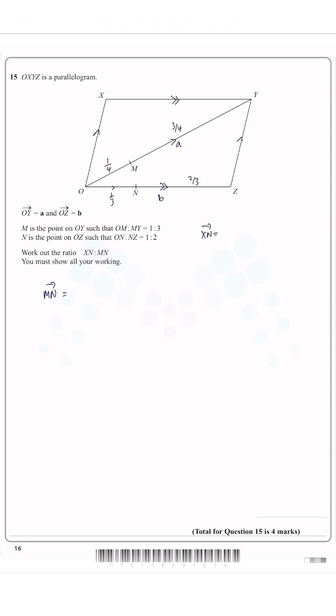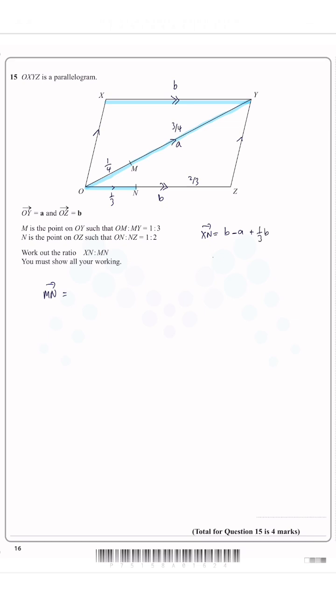Now, for me to go from X to N, let me map out my way. Because I know it's a parallelogram, I know that this is going to be b as well. So if I follow this row over here, go all the way across over here, then go all the way down from here, and then go across over here, I would get to N. Now, what are the vectors I've gone across there? So I've gone across b, I have minus a, and the third part, this ON, is 1/3 of the whole vector from O to Z, which is b as well.